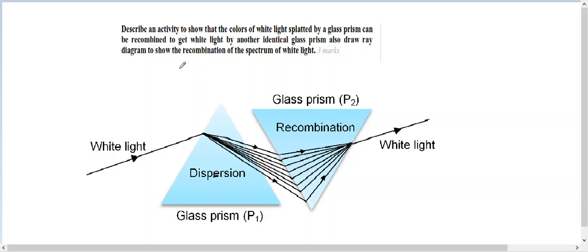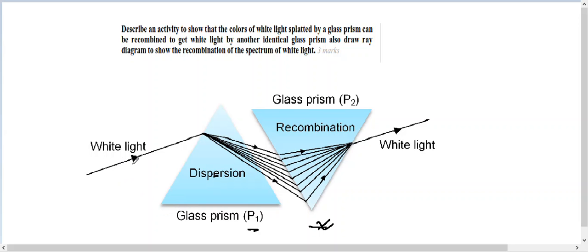So here in this question, I have already drawn the ray diagram. So what we'll do is try to understand what is actually happening in this experiment. As per this experiment, we're going to take two glass prisms. One is P1 and the other is P2. However, please note that we are going to keep the other prism P2 upside down with respect to the first one, P1.